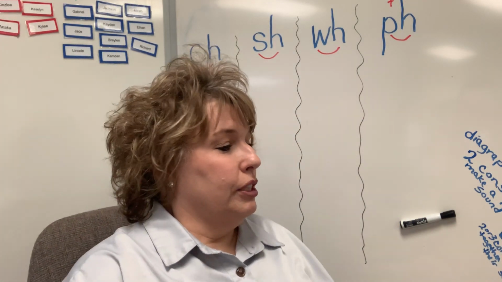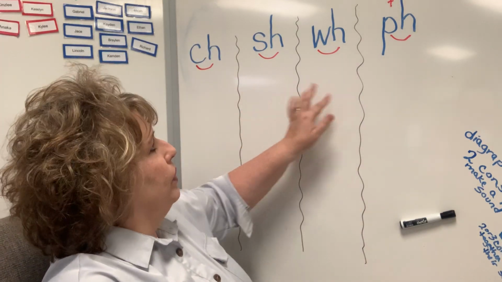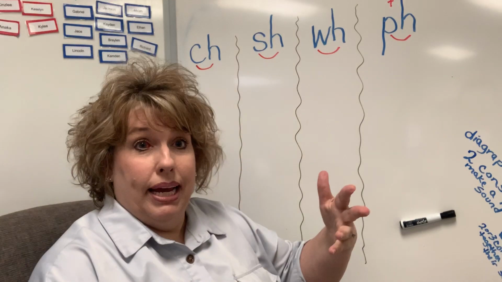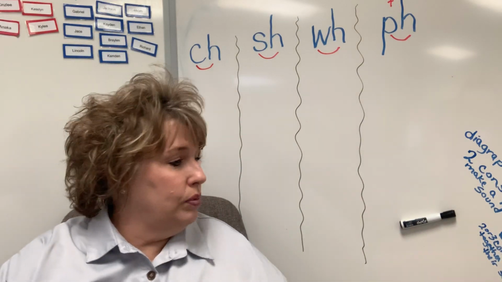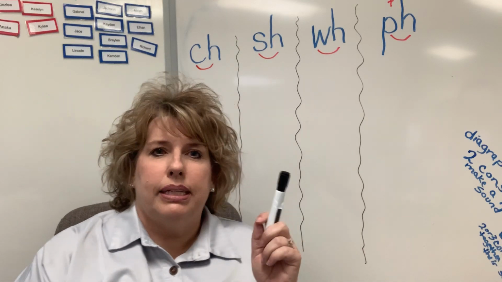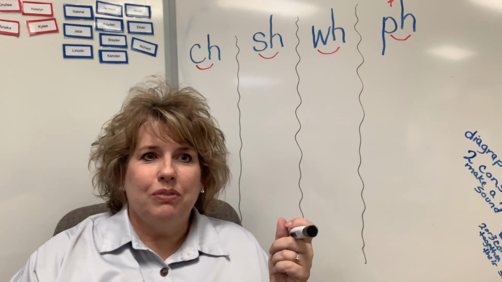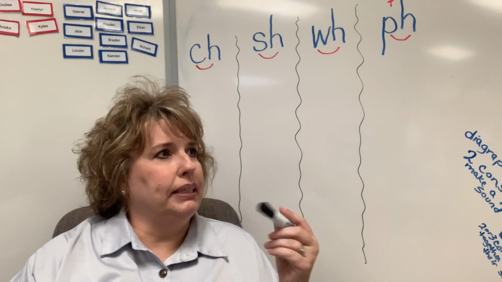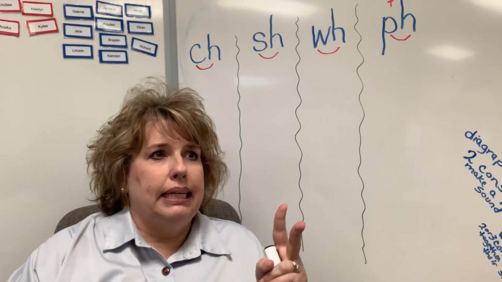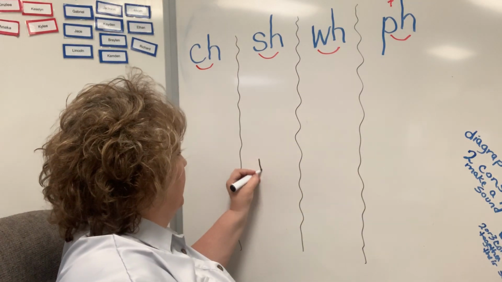Okay, we're going to talk about diagraphs today. Now, some of my class will remember we've talked about these along the way as we've been writing our own sentences and journaling. Who can remember the difference between a blend and a diagraph? Remember all of our L blends, S blends, R blends. A blend is when two consonants come together, like B and L.